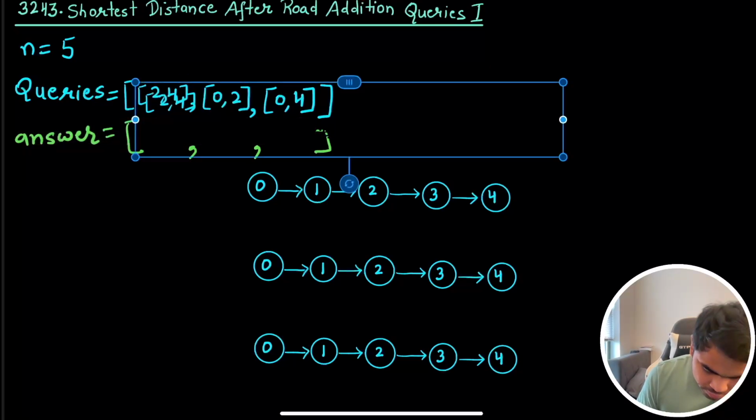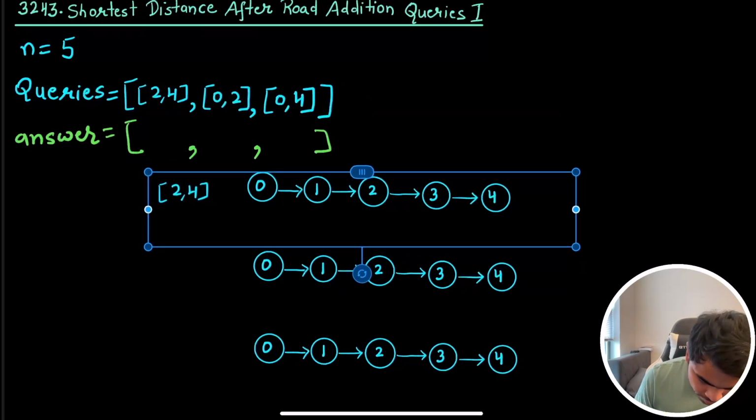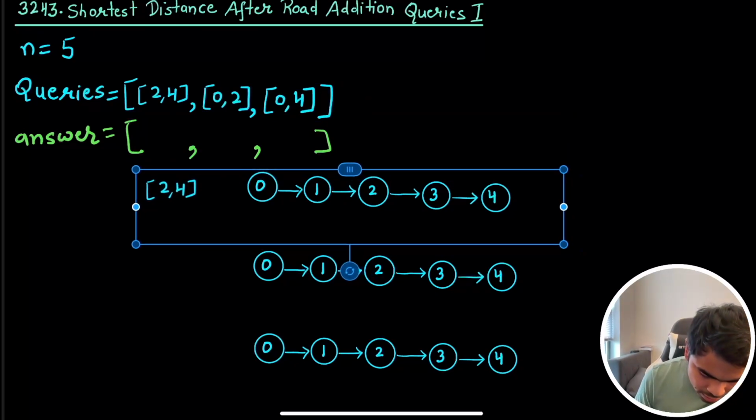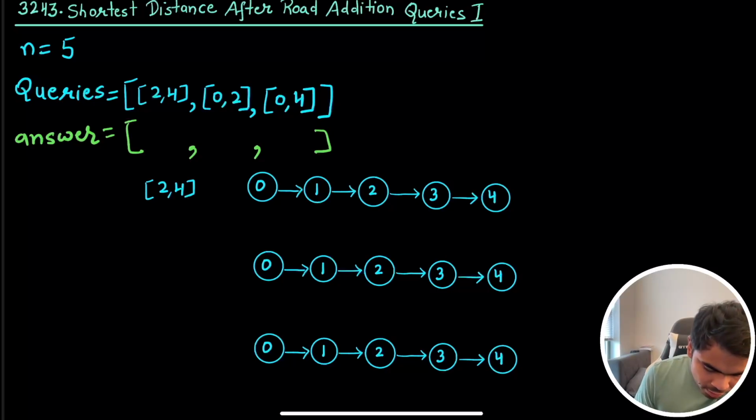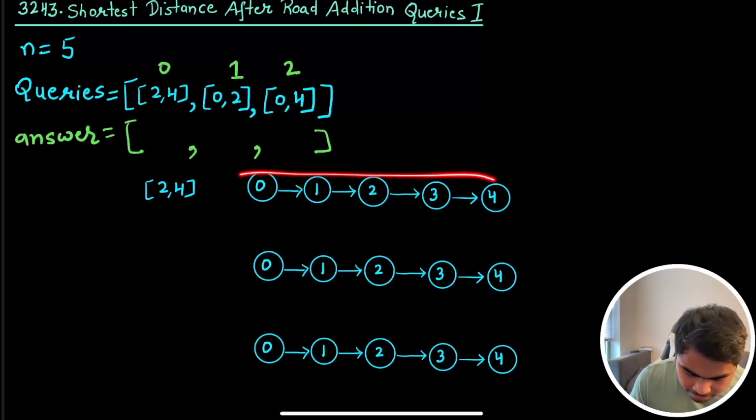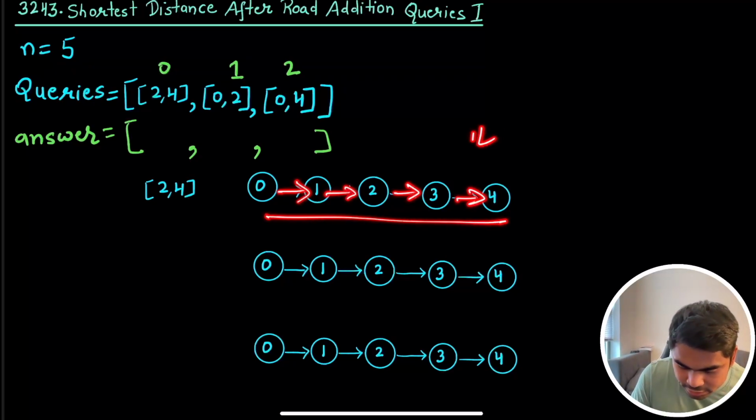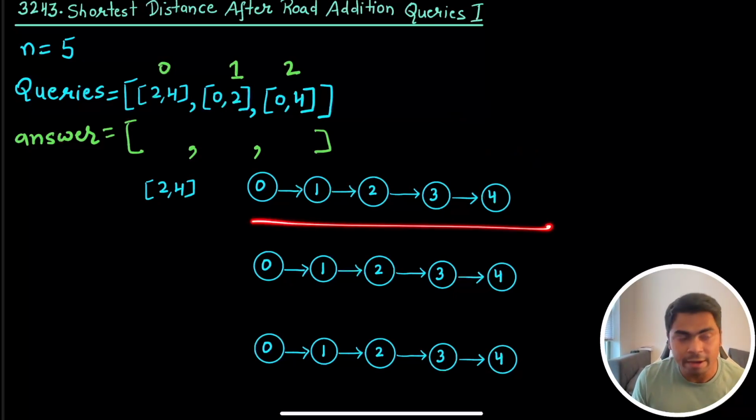from basically this right here. So when I'm saying that right now at the query at the 0th position, 2 and 4, there is a path that I'm adding. In this original graph, the shortest path from 0 to n minus 1, which is 5 minus 1, 4, right here is 1, 2, 3, and 4. So you have to take 4 edges. That is the shortest path in the original graph, right?